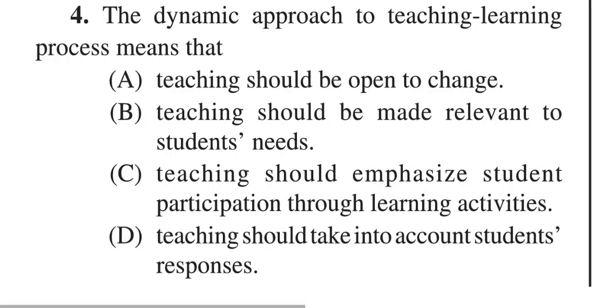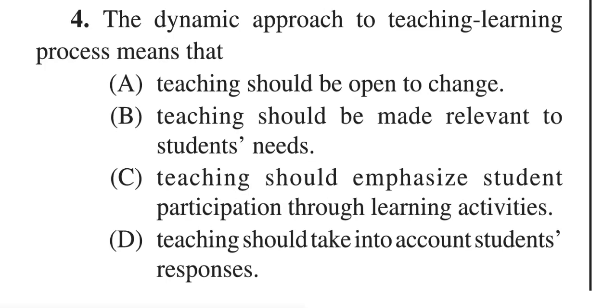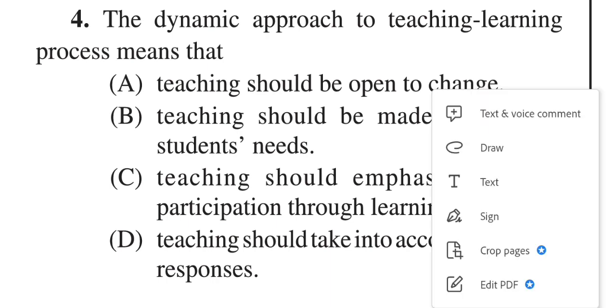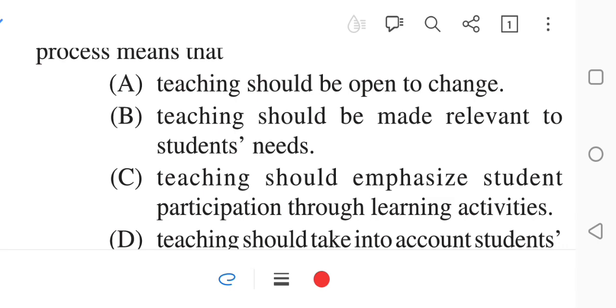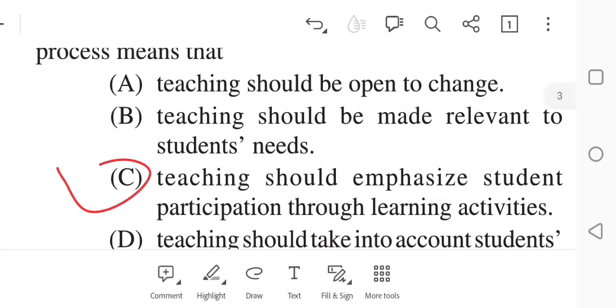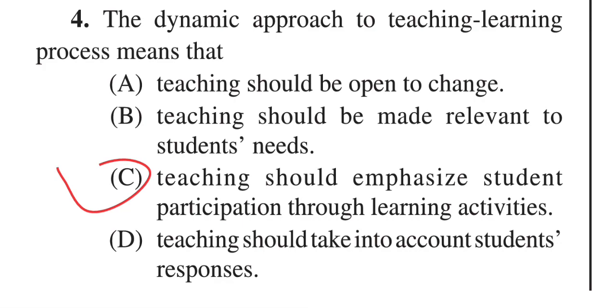Next, it says the dynamic approach to teaching learning process means that: A, teaching should be open to change; B, teaching should be made relevant to students' needs; C, teaching should emphasize student participation through learning activities; D, teaching should take into account students' responses. What will be the correct answer? Correct answer will be C. Teaching should emphasize student participation through learning activities. This is the dynamic approach to teaching learning process.